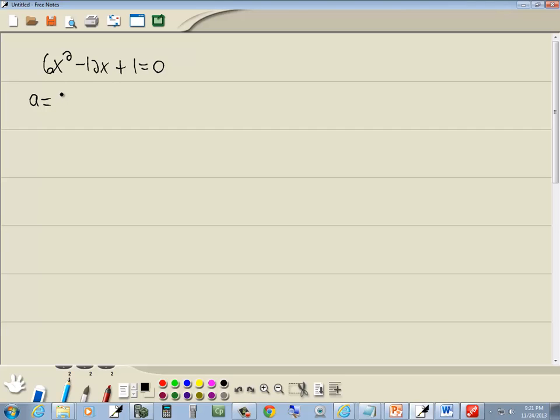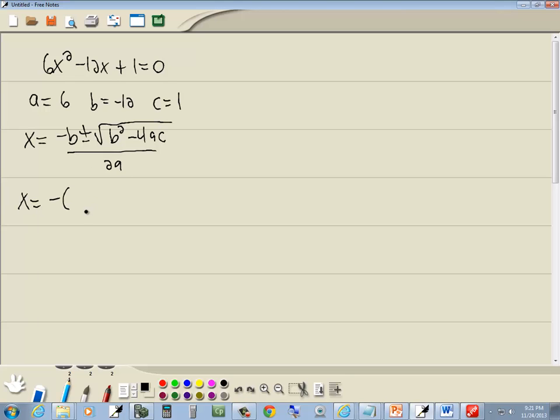A is the number that's in front of our x squared, which is 6. B is the number that's in front of our x, which is negative 12. And c is our number at the end, which is 1. We got x is equal to negative b plus or minus square root of b squared minus 4ac, all over 2a.